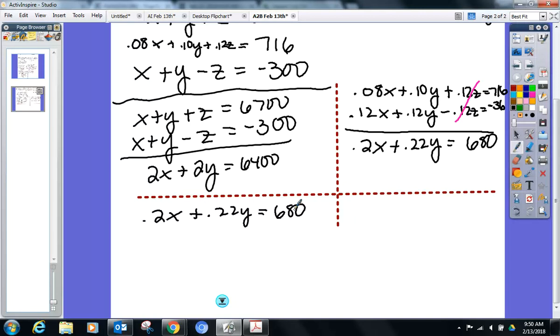So what do I have to multiply this equation by to eliminate the x's or eliminate the y's? So here's what you're thinking. 2 times what here is going to give me negative 0.2? Or 2 times what is going to give me negative 0.22? That's what you have to figure out right now. Because I'm not going to do that one for free.